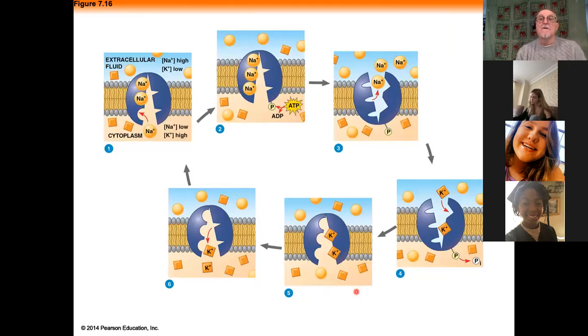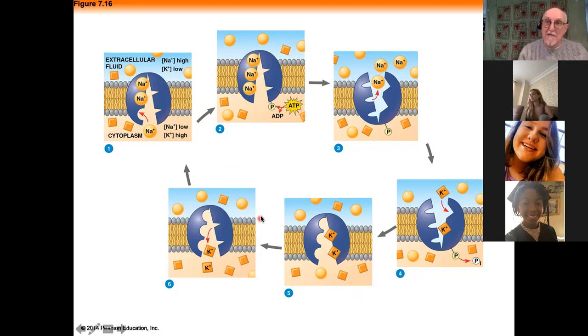However, many substances need to be moved into the cell against their concentration gradient. They need to be pushed into the cell from a low concentration area to an area that is already high in concentration. That is the case for many substances that the cell needs. And in order to get those across the membrane, the cell has to put in energy.